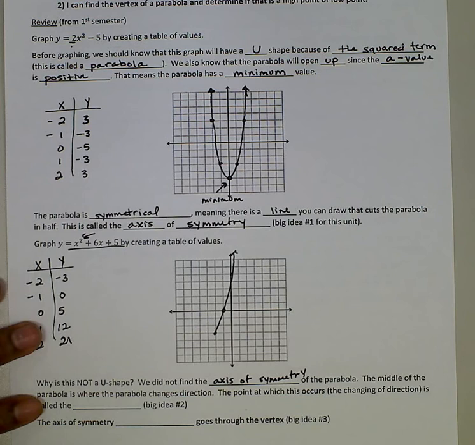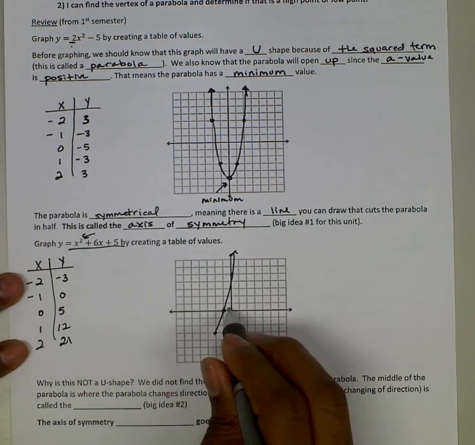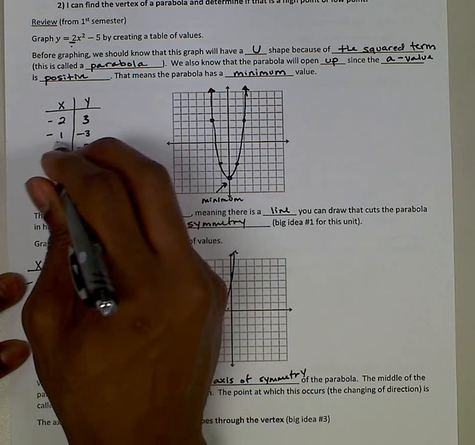The axis of symmetry is the middle of the parabola. It's the line that cuts our parabola in half. And since we know that it's going to be a U, our table really should line up with our graph. The middle of our parabola should also be the middle of our graph, as we've had up here.